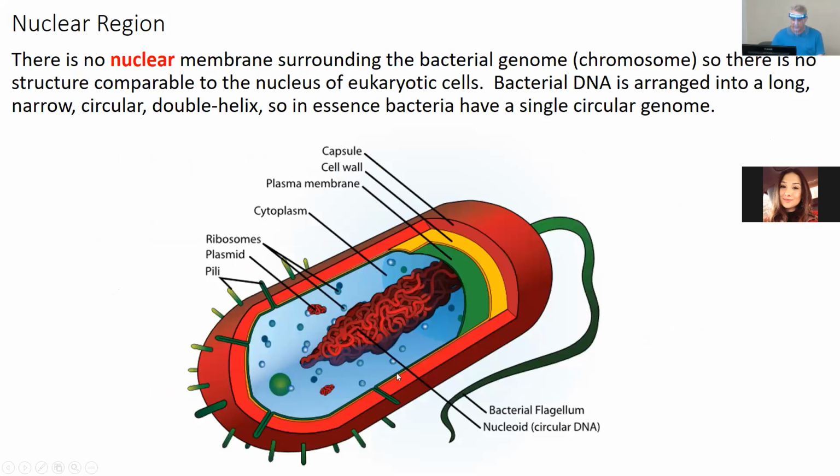So this is that cytoplasm we were talking about. And then there is no nuclear membrane like eukaryotes, okay? In our cells, we have a nuclear membrane, and this is where the RNA comes out, through the nuclear pores, and you get synthesis of the proteins out in the cytoplasm. A bacterium doesn't have that nuclear membrane. So the bacterial DNA is arranged in a long, narrow, circular double helix, okay? So this is the DNA of the bacteria.